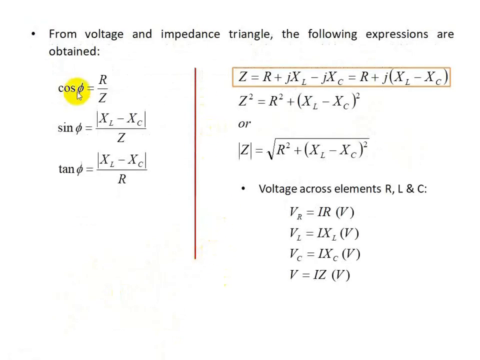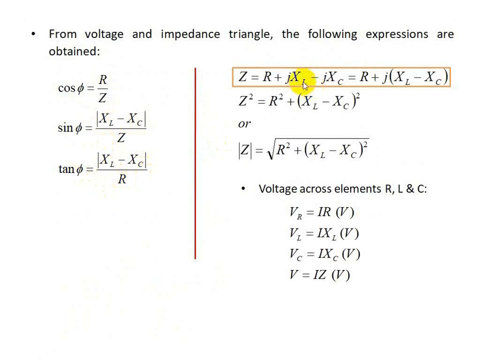So coming to the equations again from the impedance triangle, you can write the following equations. Cos phi is adjacent side by hypotenuse, R by Z. Sin phi is opposite side by hypotenuse, that is opposite side by Z, XL minus XC by Z. We have to consider only the magnitude. Tan phi is opposite side by adjacent side, that is XL minus XC by R.